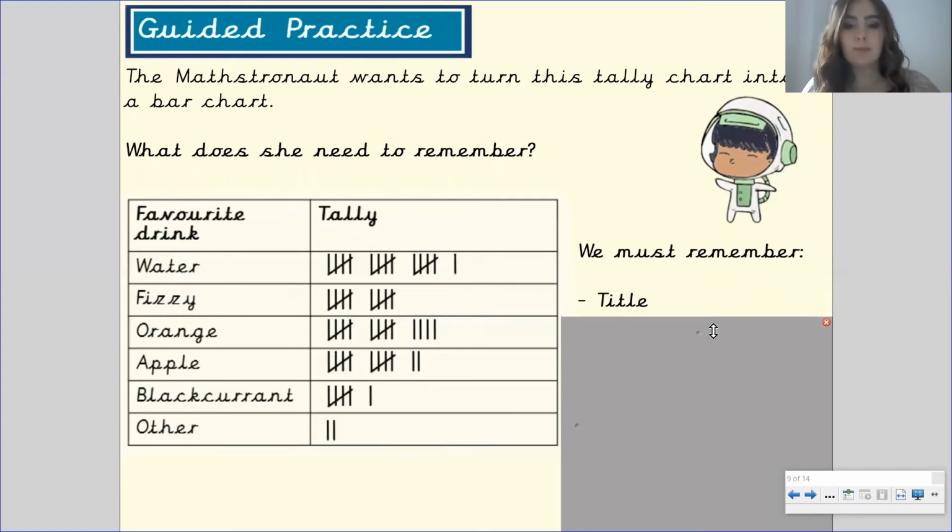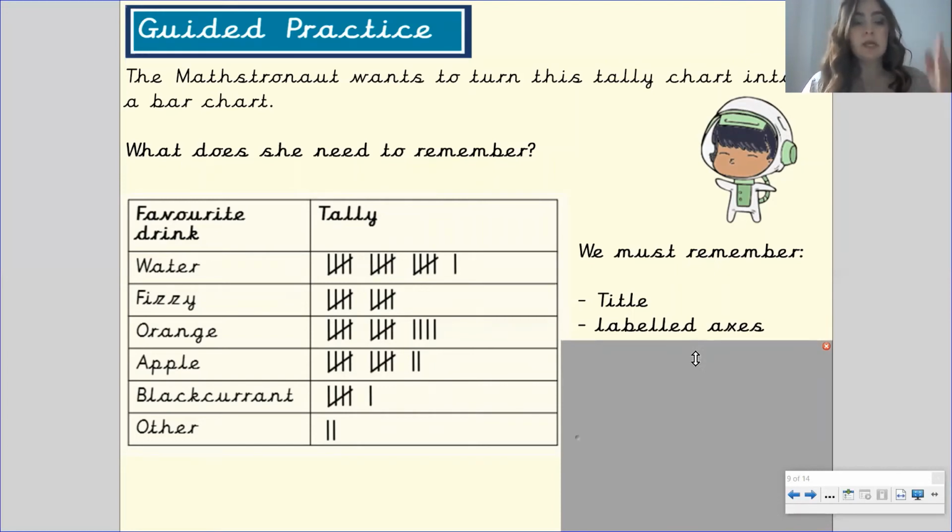Okay, so we must remember a title. Every bar chart needs a title. The title tells you what the bar chart is all about. We also need to remember labelled axes, which means each of the sides needs to be labelled. It could be labelled with, for example, this one, we'd want to label it with the favourite drink. So we'd have one bit that says favourite drink, and then we'd section off into each of the types of drink that were chosen. And then up the other axis, you'd need to have the amount, so the numbers of who chose that favourite drink.